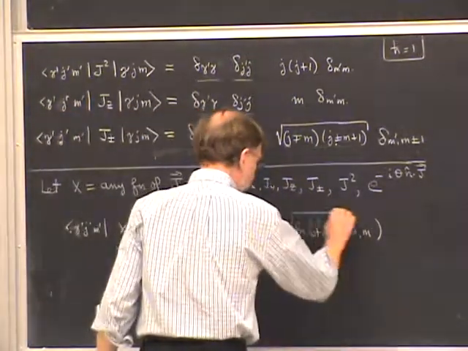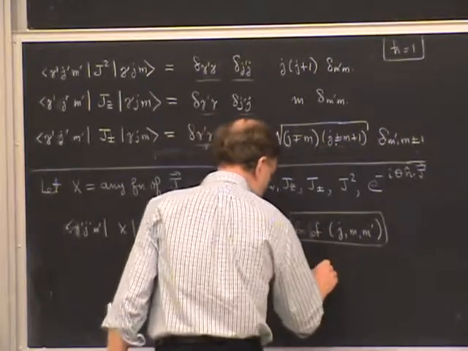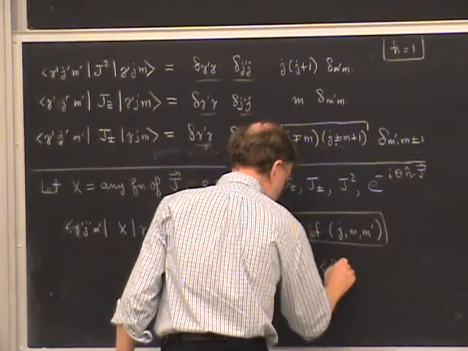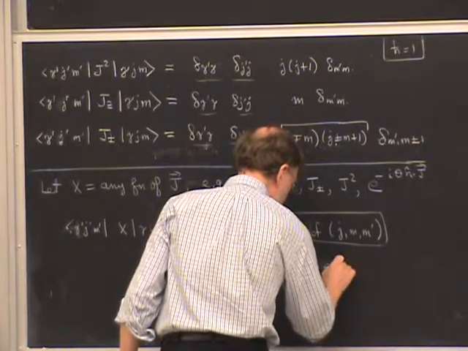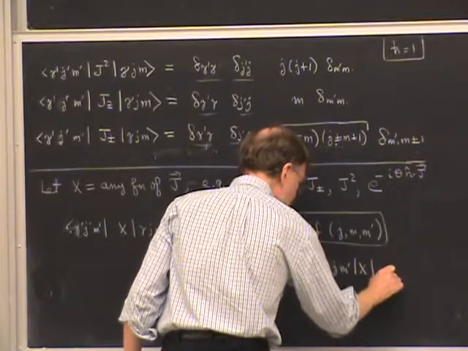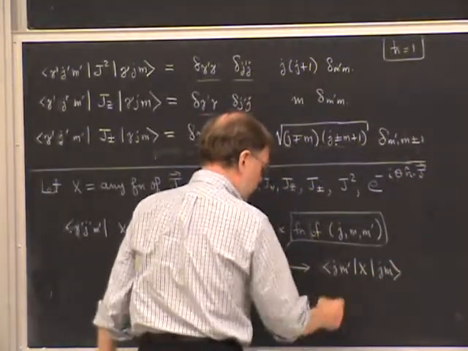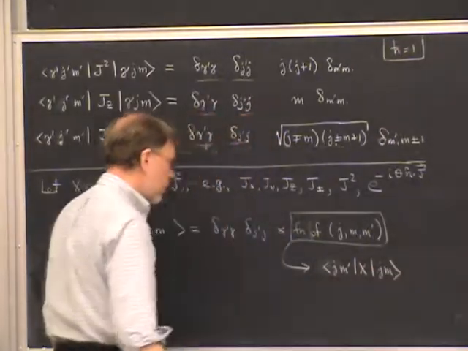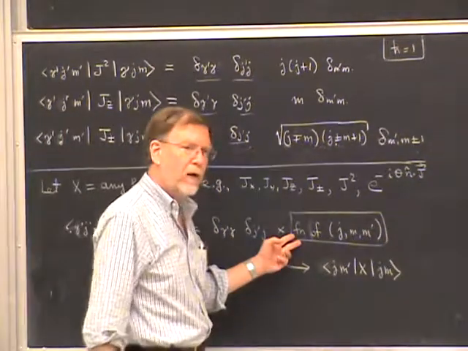Now, as far as this final function is concerned, allow me to write this in the following way. I'll write it as j m prime on the left, x in the middle, and then j m on the right. So the two j values are the same. M and m prime are allowed to be different, and there's no gamma appearing at all. This is just notation, if you like, for this function.